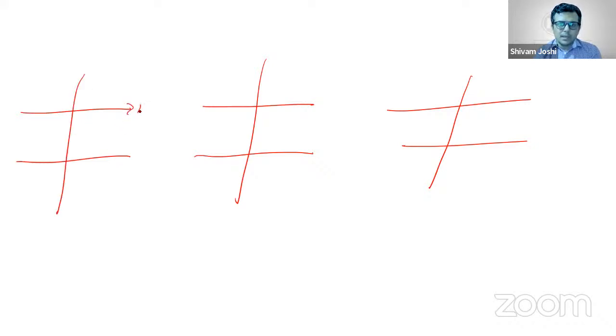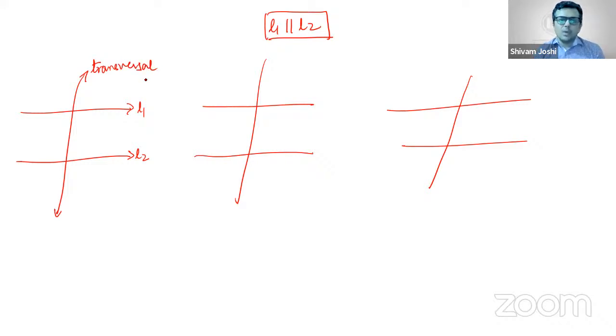In all these diagrams, L1 is parallel to L2, right? L1 is parallel to L2. And this line, let's call it T. T is known as transversal, which is nothing but a line which cuts L1 and L2 at one point each, right? Now over here, we are looking for 3 different pairs of angles.